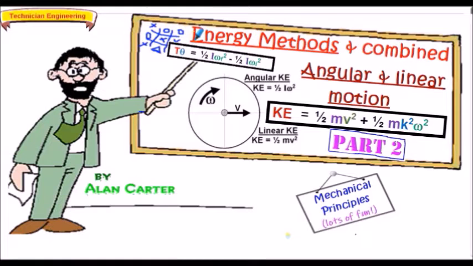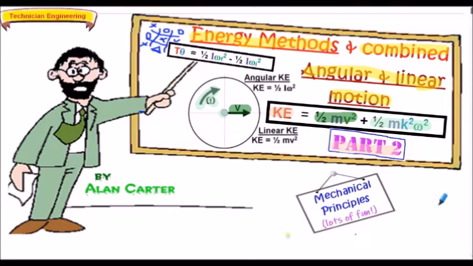Hello and welcome to this presentation related to energy methods as applied to combined angular and linear motion problems. In part 1 of the presentation we considered energy methods applied to purely angular motion problems, but in this part 2 we're now going to consider, for example, a disc or a shaft that's rotating with angular velocity omega about some axis, whilst also having a linear velocity v. So we'll derive equations for the kinetic energy of motion in terms of both linear and angular energies.